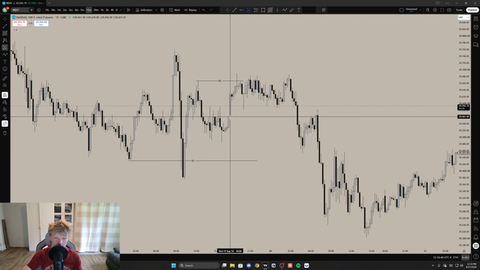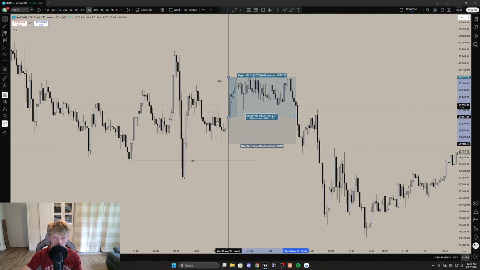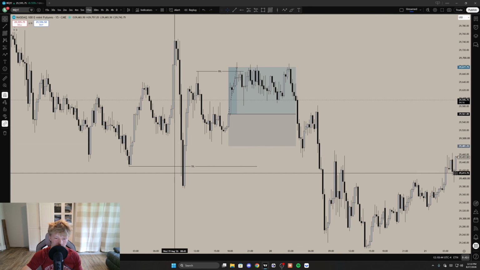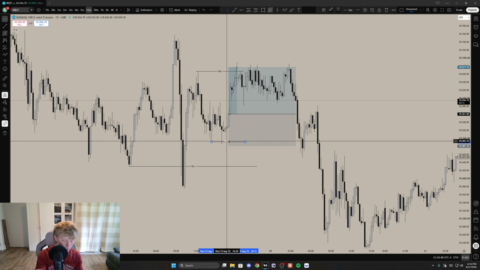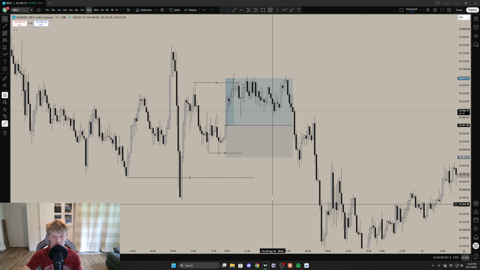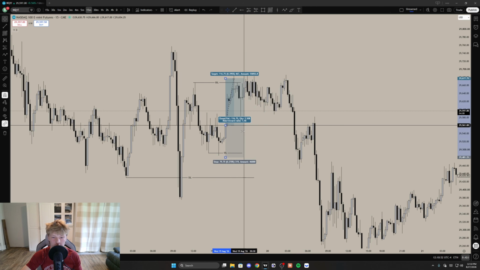So say we entered right here. We have multiple liquidity sweeps. We have a higher time frame one here. We have a lower time frame one here. All of it is backed up, pushing towards the same draw on liquidity. We have an agreed upon draw on liquidity.